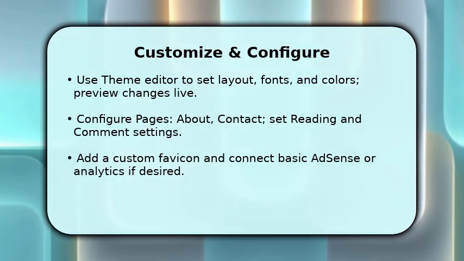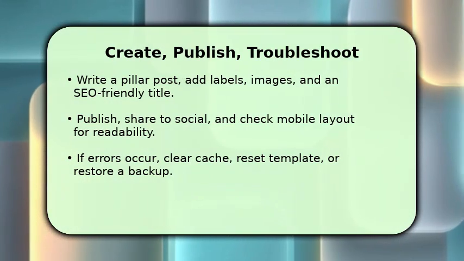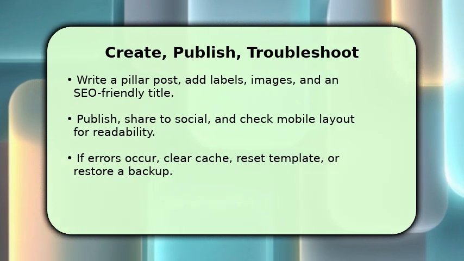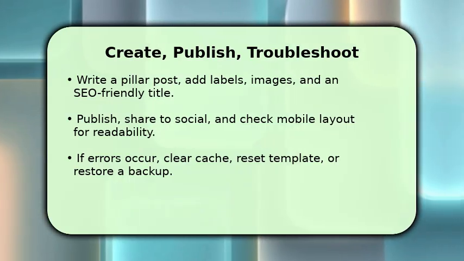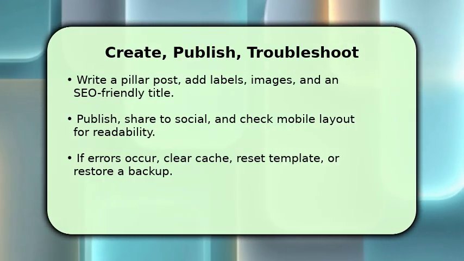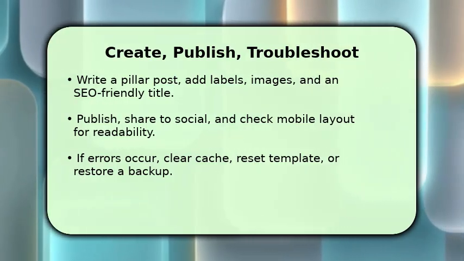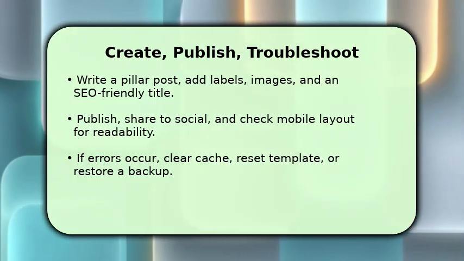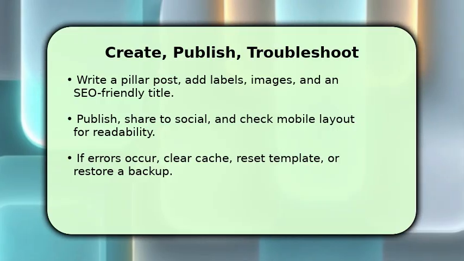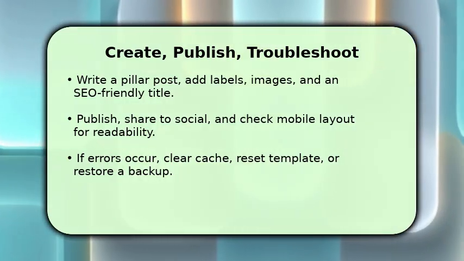Once configured, write your first pillar post with a strong headline, relevant labels, and at least one image. This helps search and sharing. Hit publish, then test the live page on mobile and desktop, and share the link to at least 2 social channels to start traffic. If you see layout issues or missing widgets, clear your browser cache and reload. If the theme broke, restore the template backup or reapply a default theme. Make sure to save backups after fixes so you can recover quickly next time.